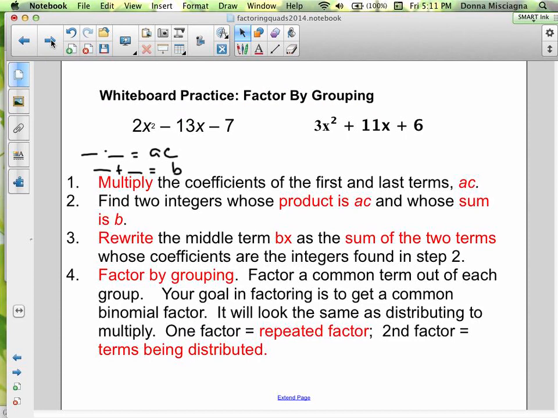And I have 2 whiteboard problems for you. Once you've done the podcast, you should go right to the whiteboard practice, or as soon as you have time, go right to the whiteboard practice in case it's the end of the period, and do those 2 problems.